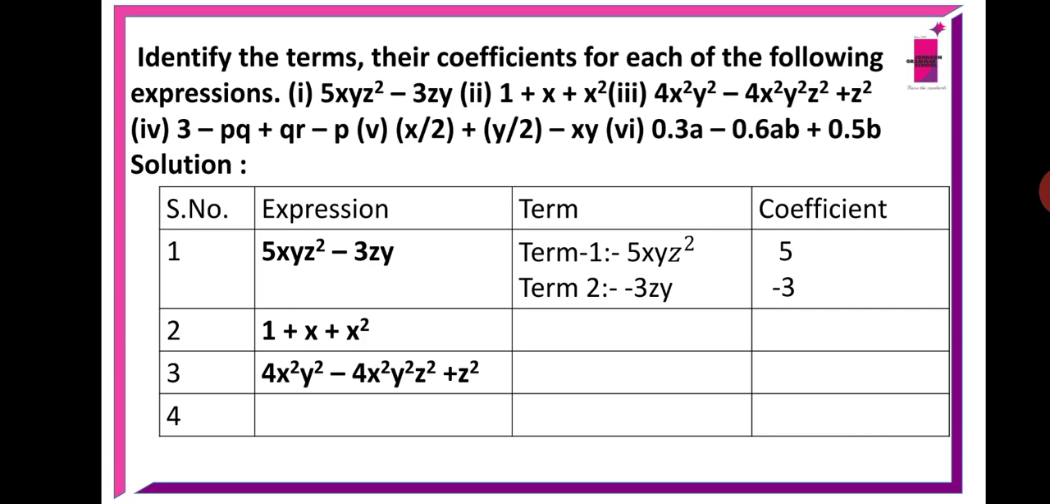Identify the terms and their coefficients for each of the following expressions. You can see the first expression, 5xyz square minus 3zy. The first term and second term are written there. The coefficient is 5 in the first term and minus 3 in the second term. Similarly, in the second expression you have three terms, that is 1, x and x square. Only 1 is the constant term, and the coefficient of x is 1, and the coefficient of x square is also 1. Similarly, you can check with the remaining examples.